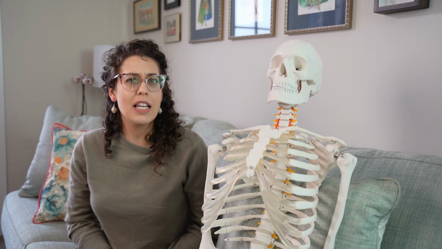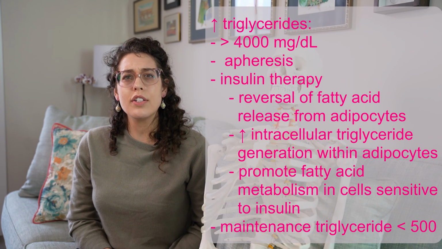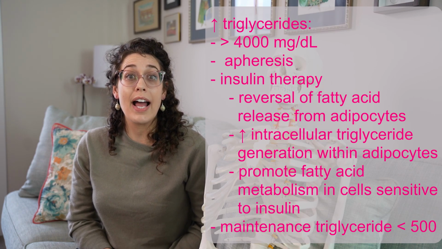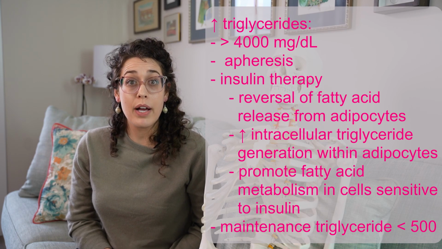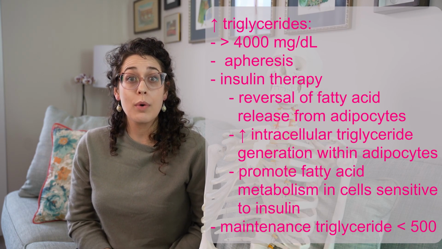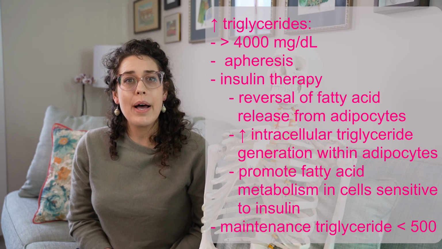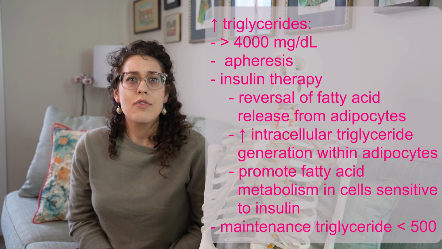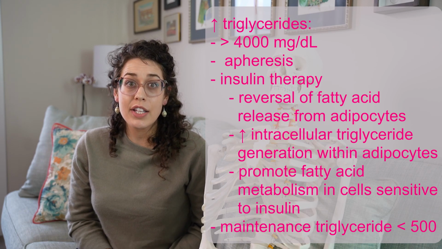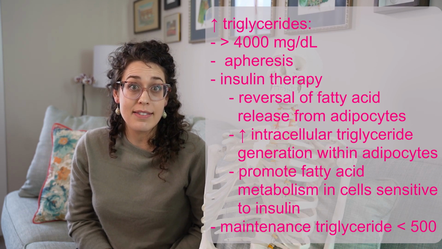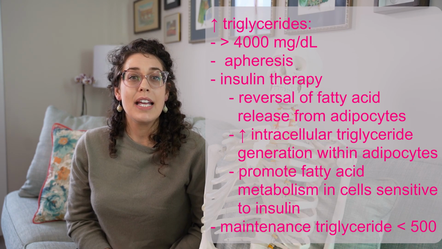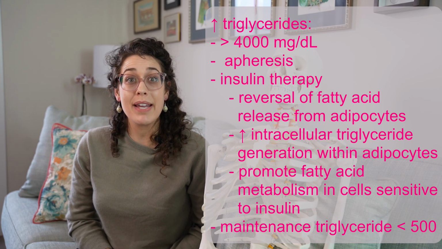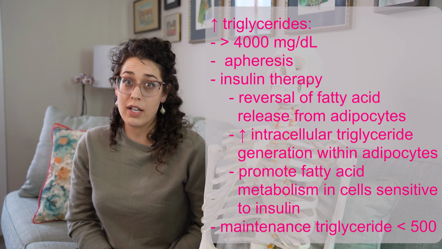If the culprit is elevated triglycerides, usually in a concentration greater than 4,000 milligrams per deciliter, we can treat this with something called apheresis, where we filter the blood, or through insulin therapy, where we can lower the triglyceride level, but most importantly, it helps affect several cells. Reversal of fatty acid release from adipocytes, increased intracellular triglyceride generation within adipocytes, and promote fatty acid metabolism in cells sensitive to insulin. Moving forward, it will be important that these patients have maintenance triglyceride levels below 500.